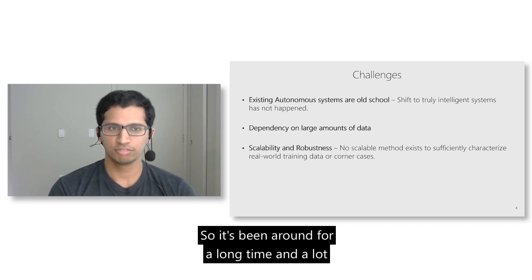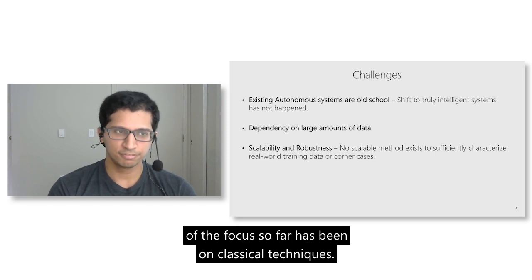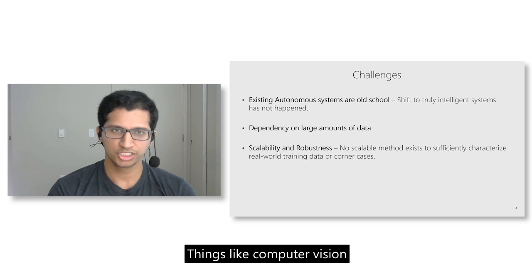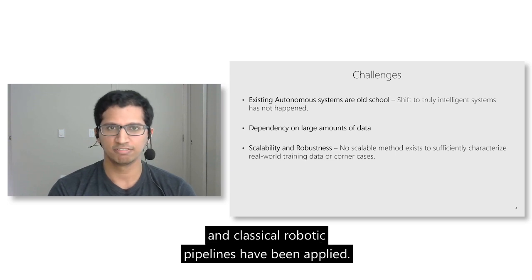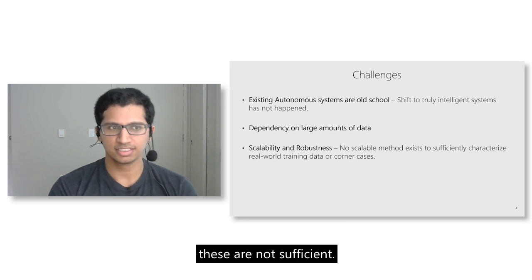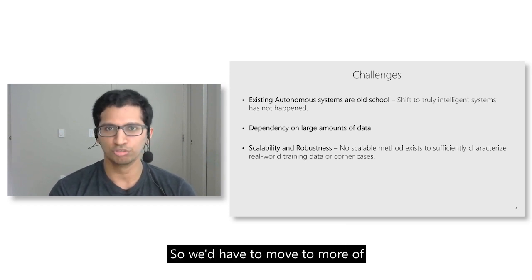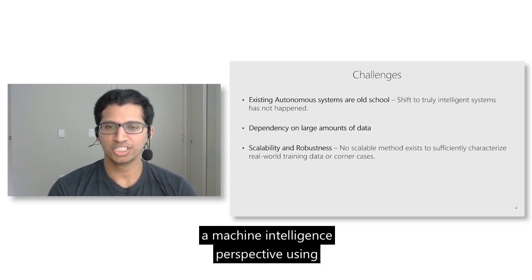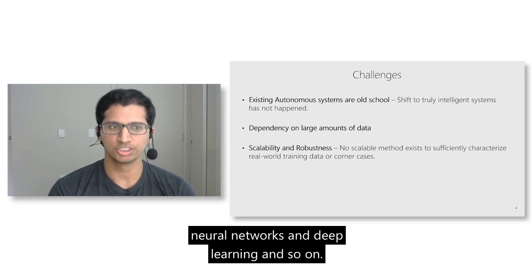And of course, one of the challenges so far is that autonomous systems research is not new. It's been around for a long time, and a lot of the focus so far has been on classical techniques, so things like computer vision and classical robotic pipelines have been applied. But of course, as we move on to more complex spaces, these are not sufficient. We'd have to move to more of a machine intelligence perspective using neural networks and deep learning and so on.